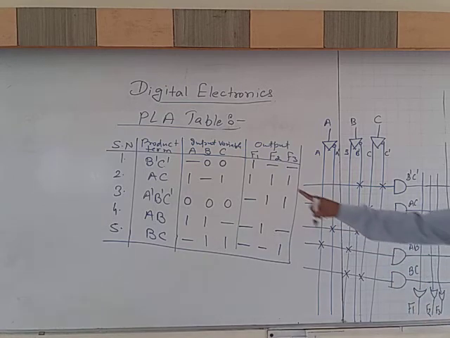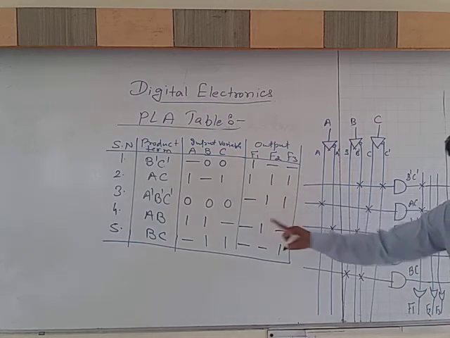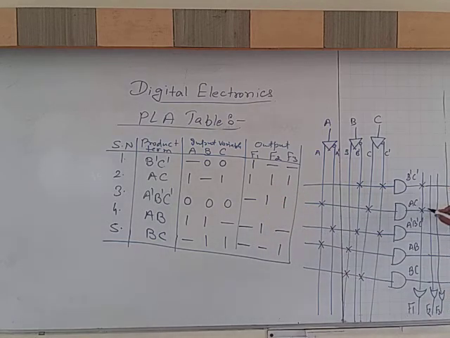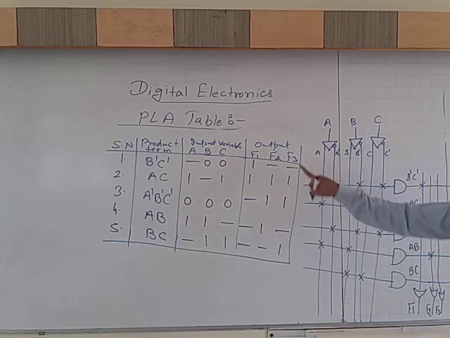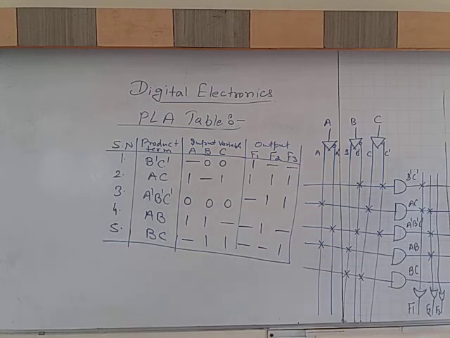Since it is also programmable, we will just check which product terms F1 has. In F1 we have the first and second term, so we will put a mark on first and second term. In F2 we have second, third and fourth term, so we will put a mark on second, third and fourth term. While in F3 we have second, third and fifth product term. So we will just put a mark on second, third and fifth product term.